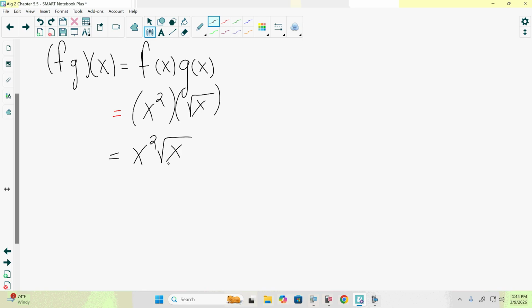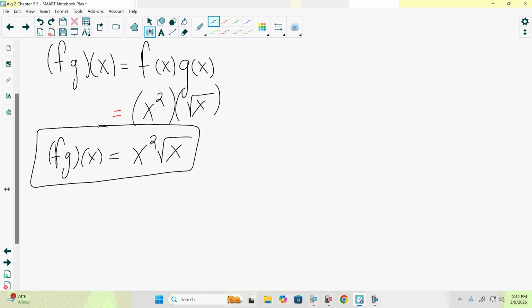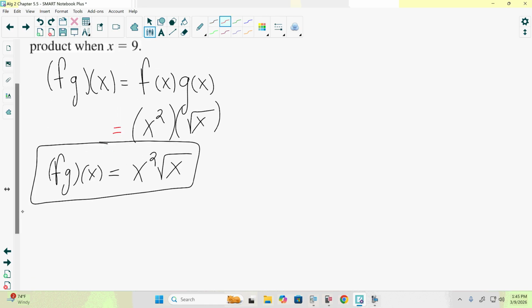And this is as far as we're going to take it, because we could actually multiply these two together. But in order to do that, we need to rewrite the square root of x as a rational exponent. It depends on if y'all got to that in Algebra 1, but it is possible to rewrite it as a fractional exponent. But for us here, we're just going to leave it. If it starts off in radical form, leave it in radical form. Now, it also wanted us to evaluate this when x is 9.